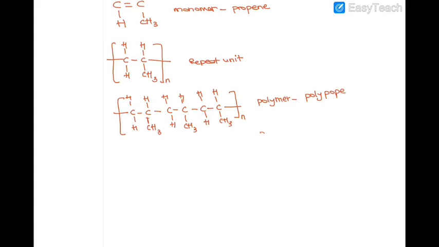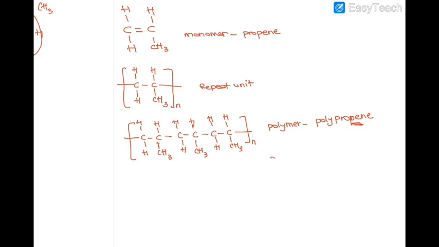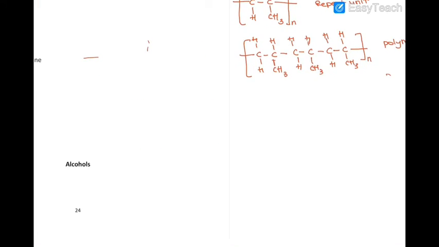polypropene. Be careful, even if you do not have any double bonds in there, even if it is not an unsaturated molecule, it's still polypropene, because this comes from the propene monomer. So the name of the polymer is simply the polyalkene. So whatever the name of the monomer, you just add poly in front.